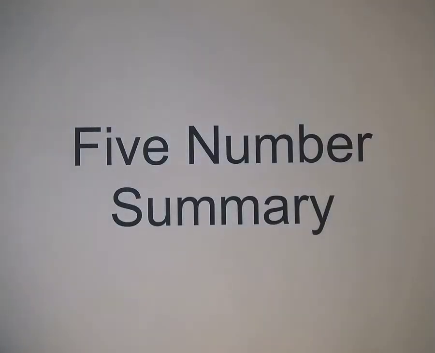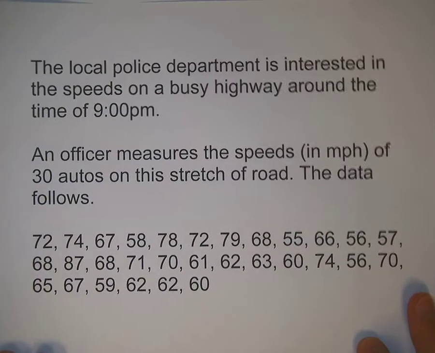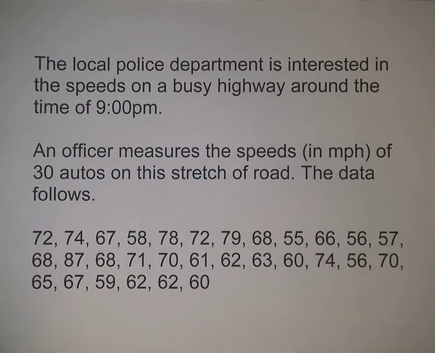This tutorial covers the 5-number summary. So let's take a look at a situation. A local police department is interested in the speeds on a busy highway around the time of 9 p.m. An officer measures the speed in miles per hour of 30 autos on this stretch of road.